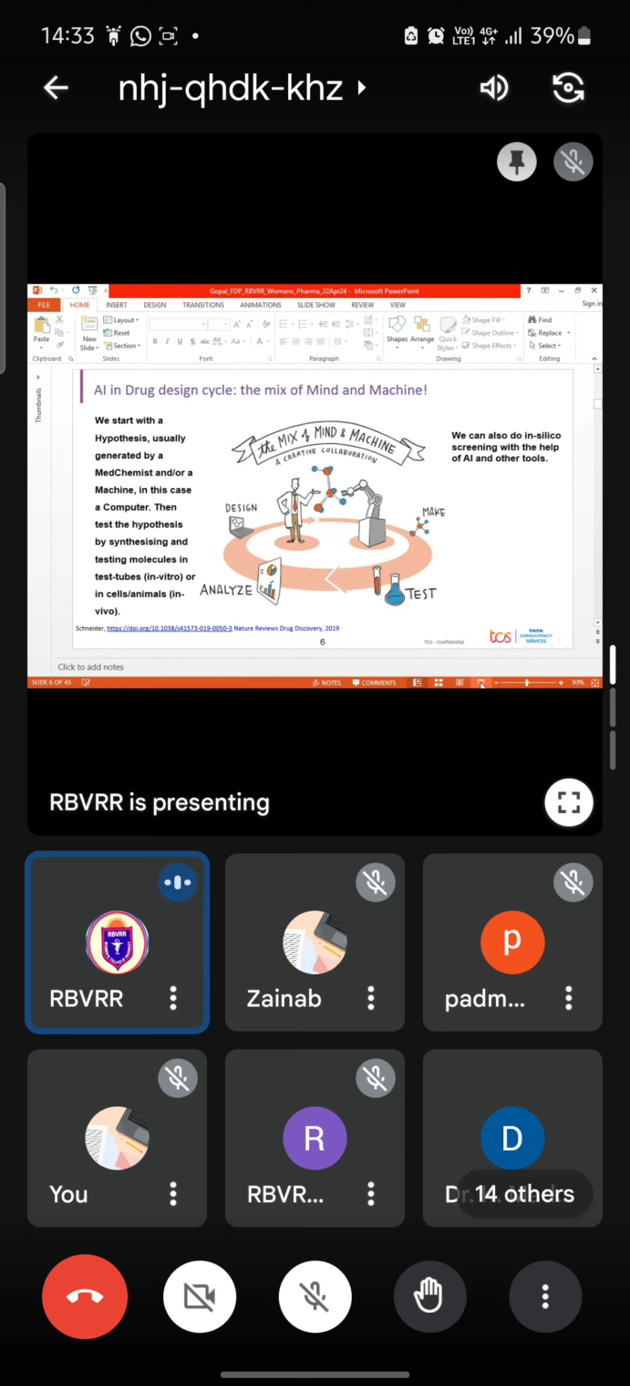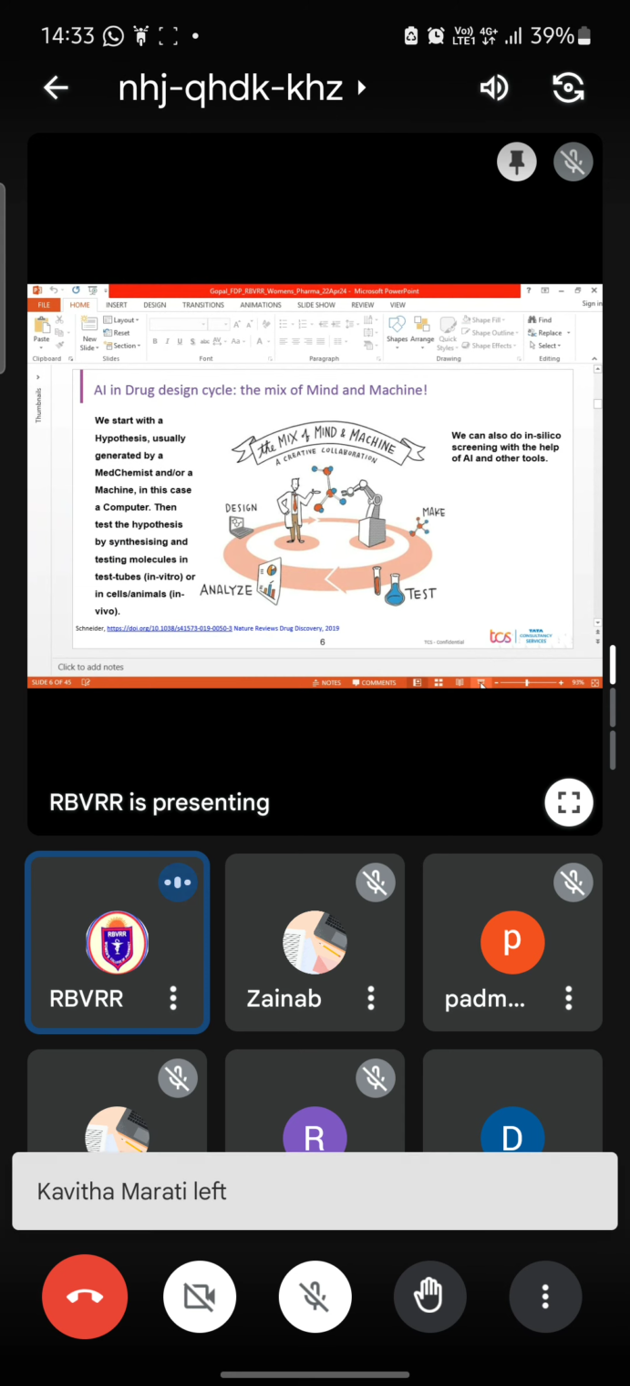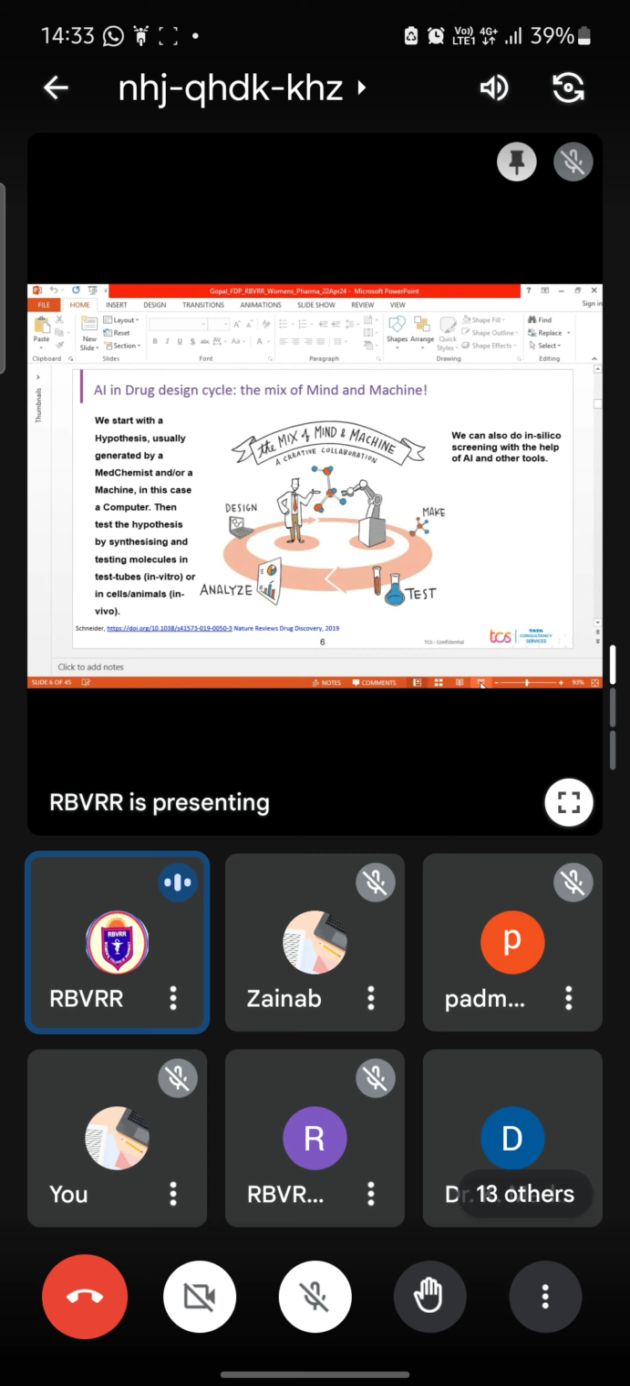So that's how you go from a hit molecule to a lead molecule, and improve the quality of the lead towards a new drug candidate molecule. That is the process. It's an iterative cycle. Of course, I'm skipping so many things in the middle. The DMPK department is extremely important.